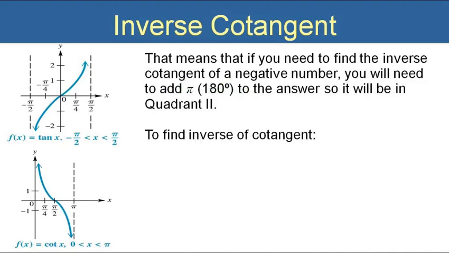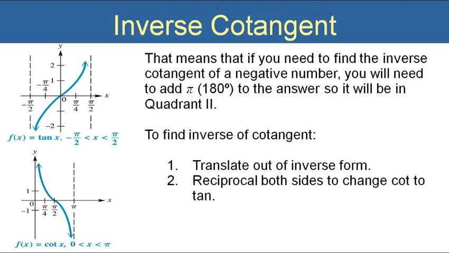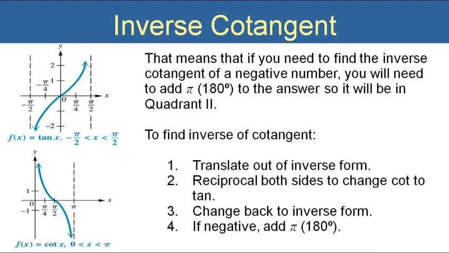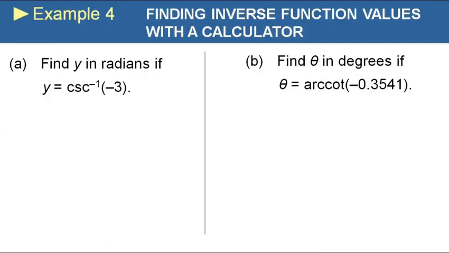So to find an inverse of a cotangent, translate it out of inverse form. Do the reciprocal of both sides. You'll go from cotangent to tangent. Change back to inverse form if you need to put it in the calculator. Now, if your cotangent number was negative to start with, your answer that you get back is now in quadrant 4. Add 180 degrees to make it in quadrant 2. Or if you need your answer in radians, add pi. Okay, here are a couple of examples we'll do together.